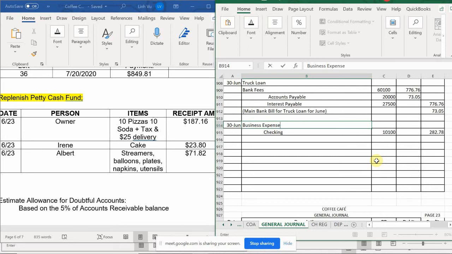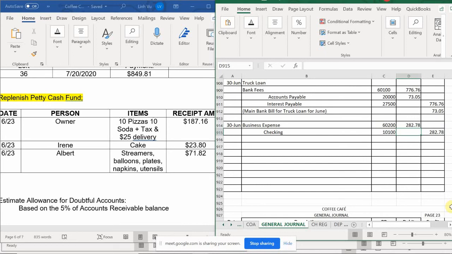You're going to recognize that these expenses have occurred, okay? And when you recognize those expenses, then you're going to credit your checking because you're trying to put the money back into the petty cash drawer by debiting these expenses. Okay, so that should be 6,200, for the total of $282.78.